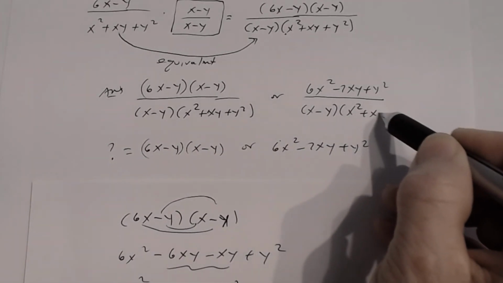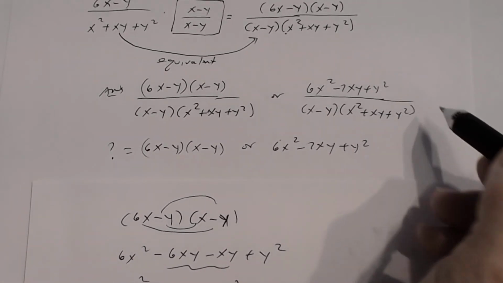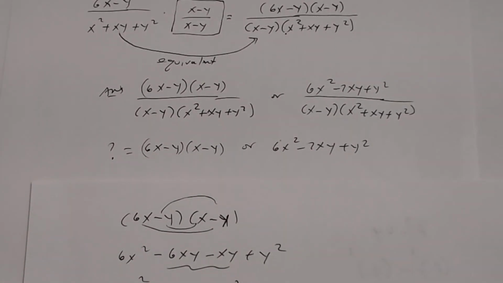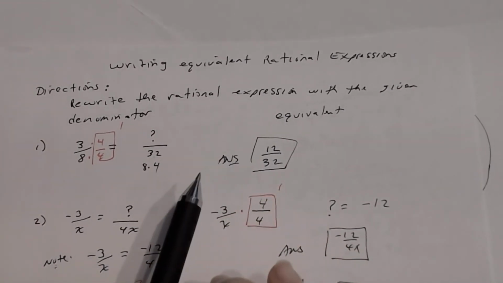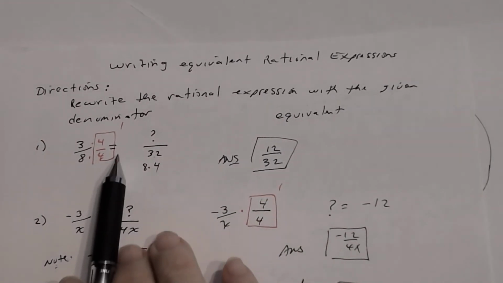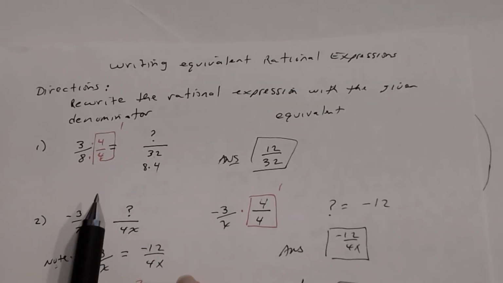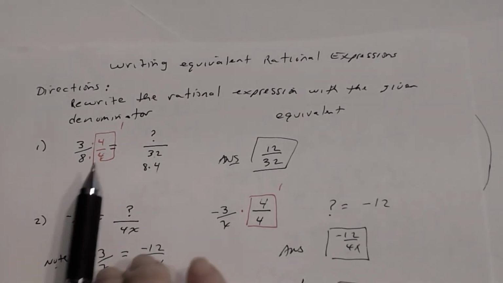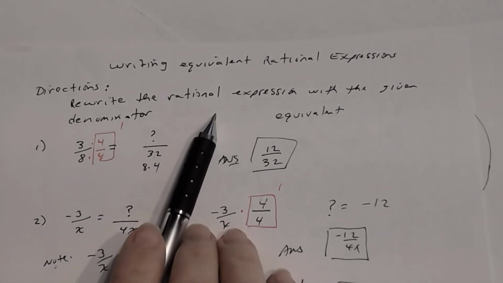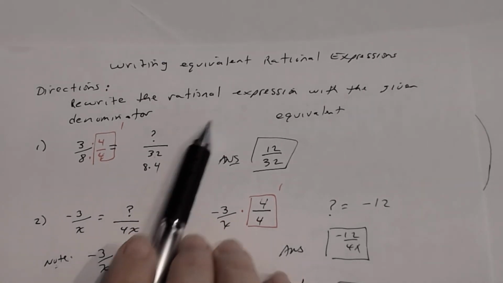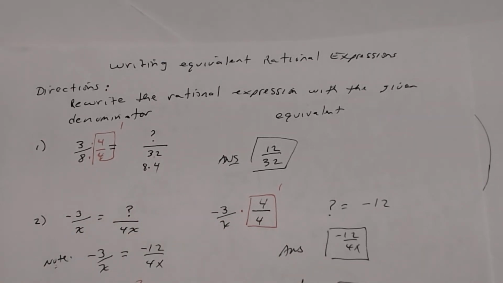Okay, so that should help you to understand how to write equivalent rational expressions. All right, so at some point, probably in a couple of lessons, we're going to start adding and subtracting. So all this can be important. So it's very important to understand how to rewrite rational expressions with a given denominator. So how to rewrite equivalent rational expressions. Okay, so that's going to take care of this lesson.